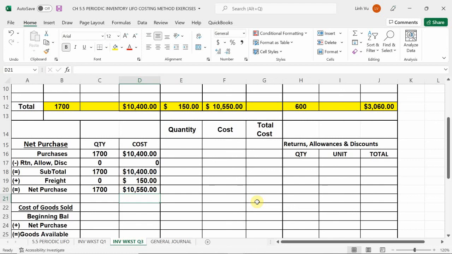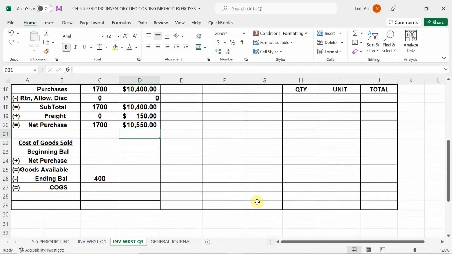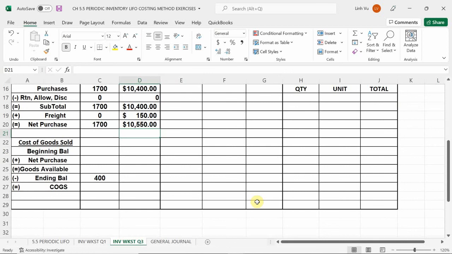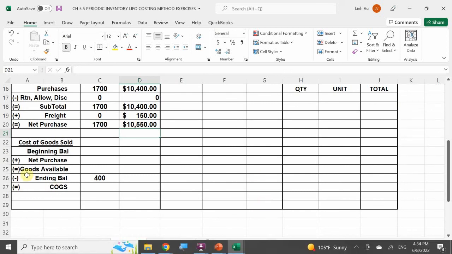But this number doesn't always match, because when we introduce the second part, which is having purchase returns and allowances and discounts, then these numbers will be different. We're going to utilize the inventory worksheet a little more, but for now, I'm teaching you the basics first. So right now, your net purchases is going to be 1,700 at 10,550.